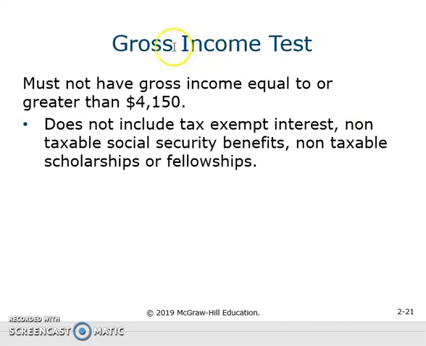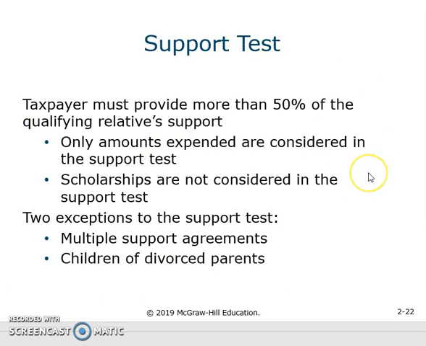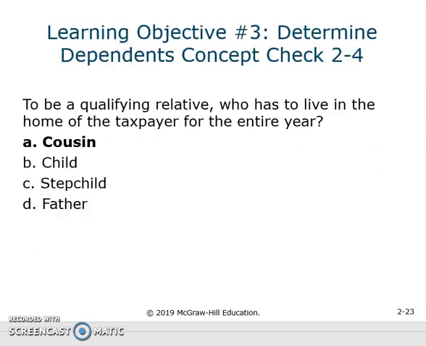The gross income test: the dependent must not have gross income equal to or greater than $4,150. For the support test, the taxpayer must provide more than 50% of the qualifying relative's support. Only the amounts that are actually expended are considered for the support test, and scholarships are not considered. There are 2 exceptions to the support test: the multiple support agreements that we talked about in the tie-breaking rules, and also children of divorced parents.